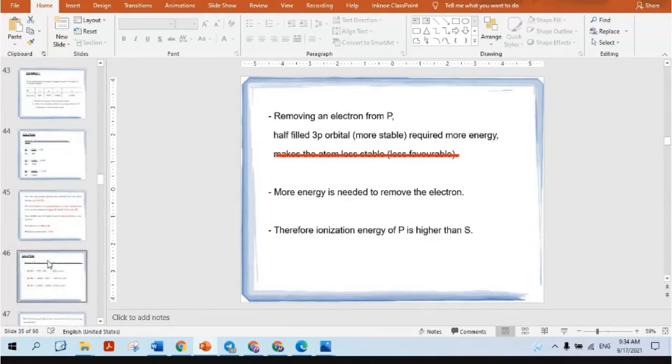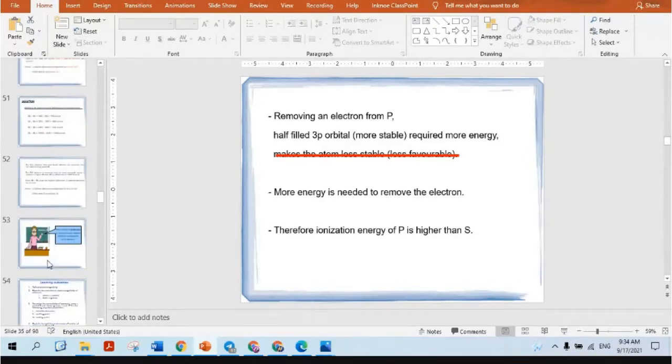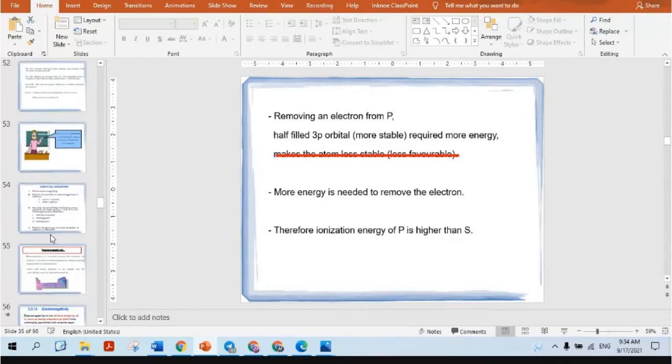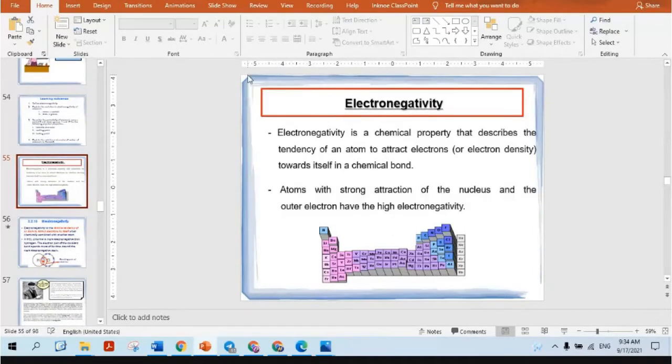Madam, ada cara tak nak supaya kita ingat apa beza effective nuclear charge dengan shielding effect? Sebab takut tertukar. So clear sikit nak bezakan dia. Okay, cara ingat. Tak apa, nanti cakap. Okay, kita sambung sini dulu.